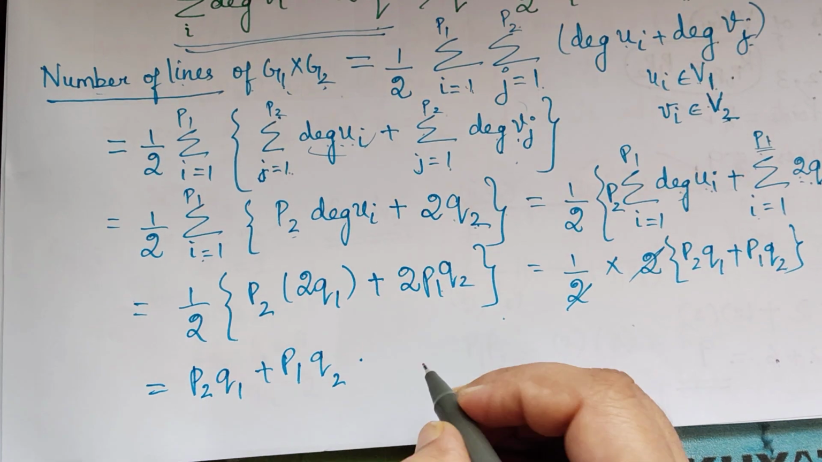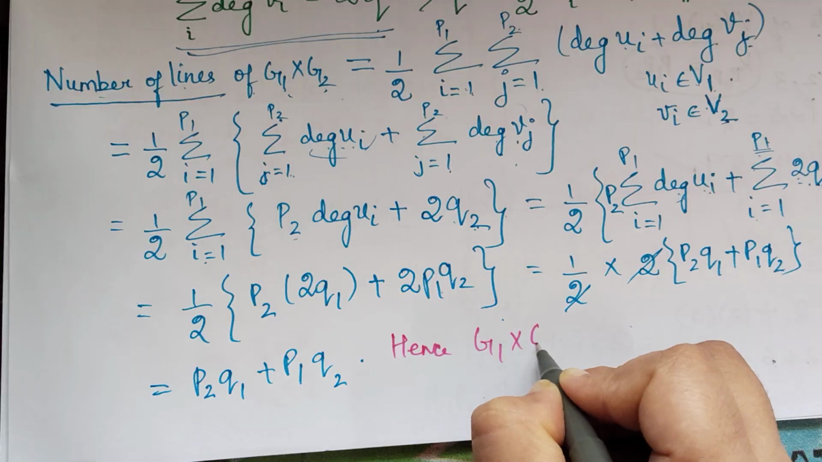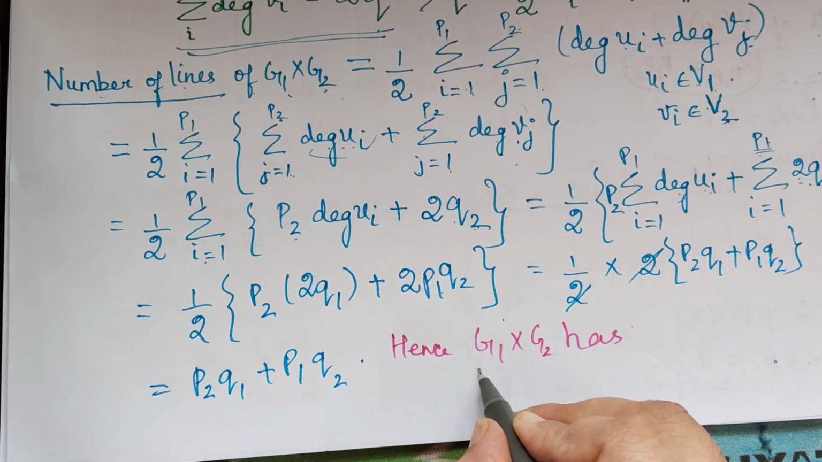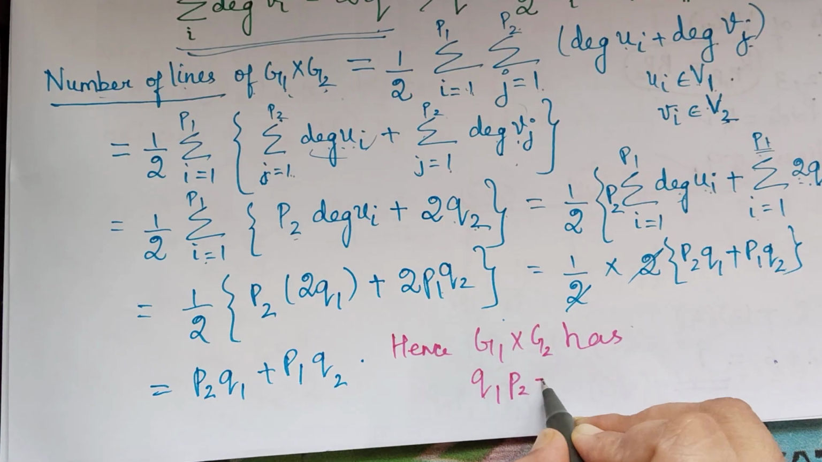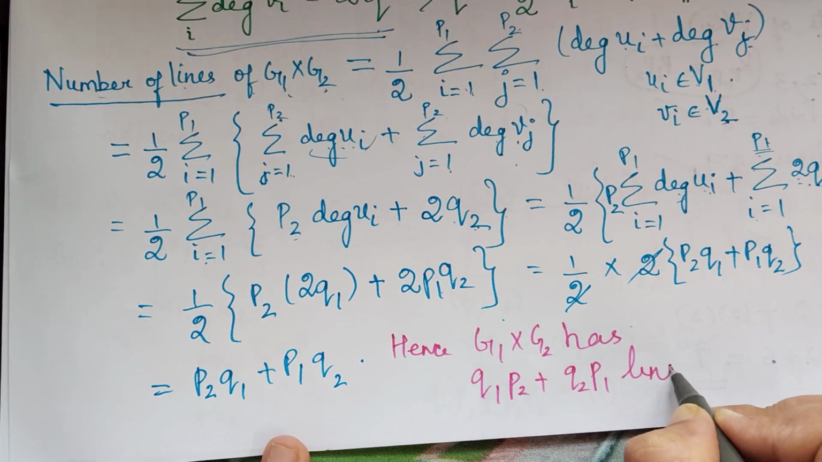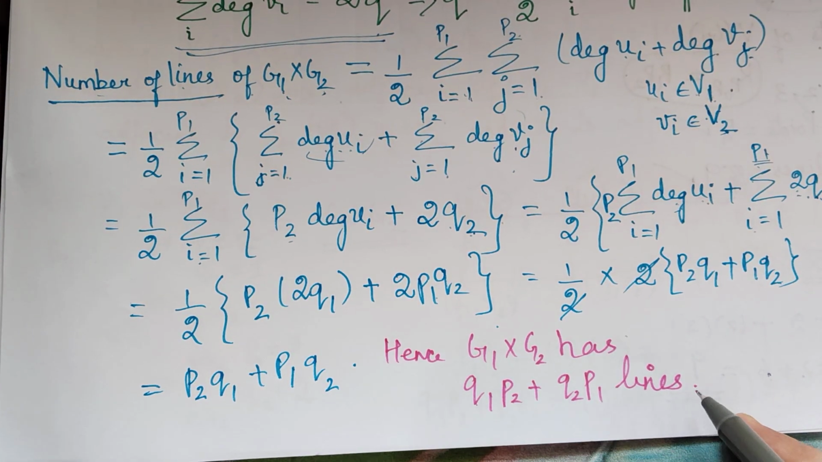Okay. So hence G1 cross G2 has Q1 P2 plus Q2 P1 lines. Therefore we are done with the third subdivision also.